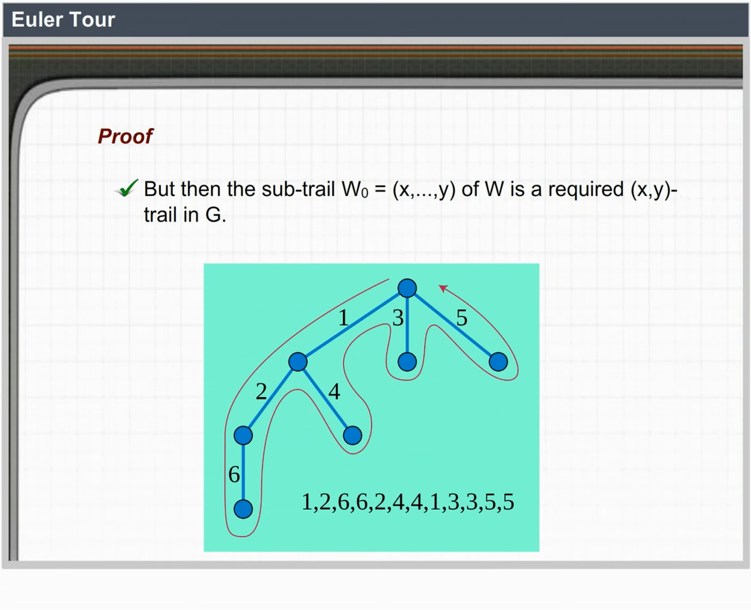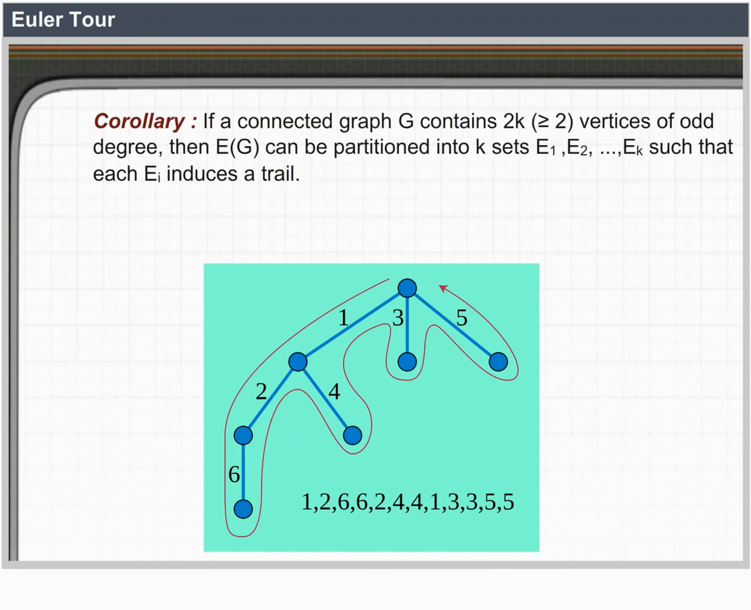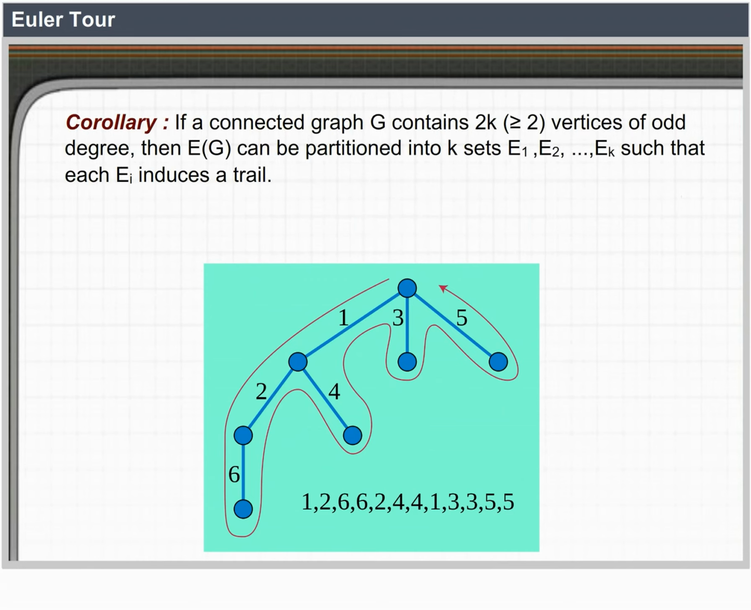Corollary: if a connected graph G contains 2k (k greater than or equal to 1) vertices of odd degree, then E of G can be partitioned into k sets E1, E2, up to Ek, such that each Ei induces a trail. Proof: apply the above proof technique.